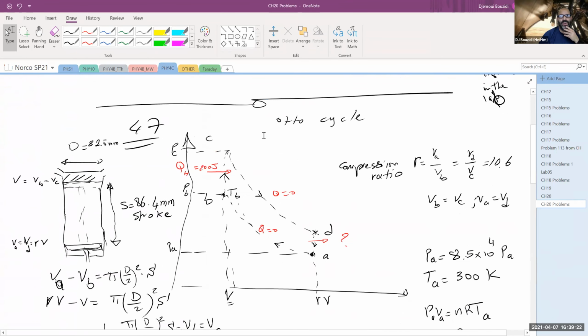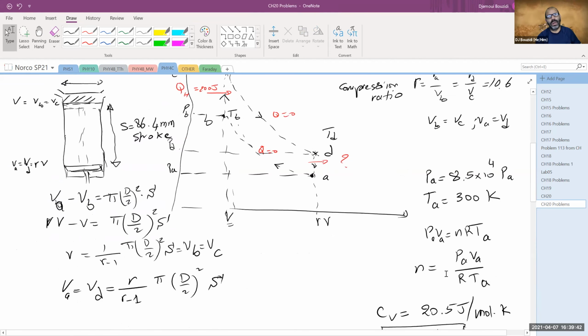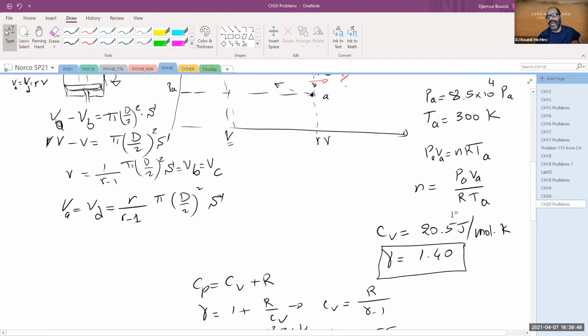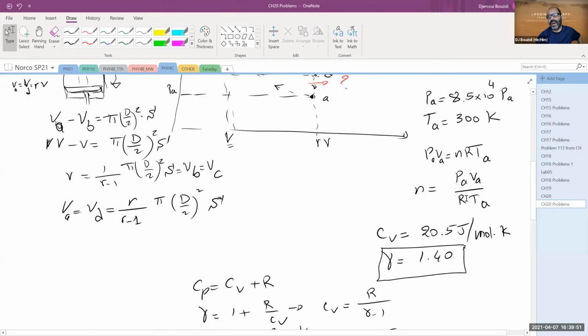But we need these pressures, and we need the temperature TC at this point C. We were also asked the same question about the point D. So we need this pressure PD, and we have the volume already calculated, and we need the temperature TD. So we have to calculate everything. Because we're going to be using PV equal to nRT, we need n, so we're going to calculate n from this expression. n again is PA VA divided by R TA.